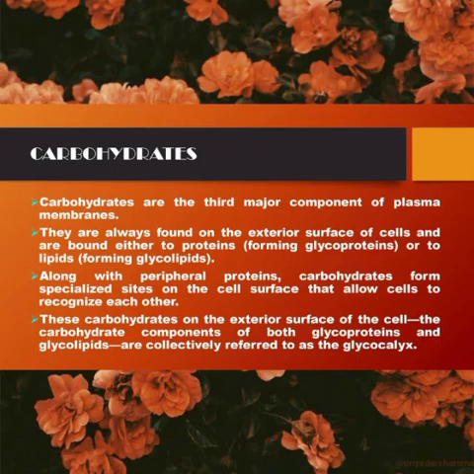Along with peripheral proteins, carbohydrates form specialized sites on the cell surface that allow cells to recognize each other. This recognition function is very important to cells as it allows the immune system to differentiate between body cells and the foreign cells or tissues. These carbohydrates on the exterior surface of the cell, that is, the glycoproteins or glycolipids, are collectively referred to as the glycocalyx. It means sugar coating.